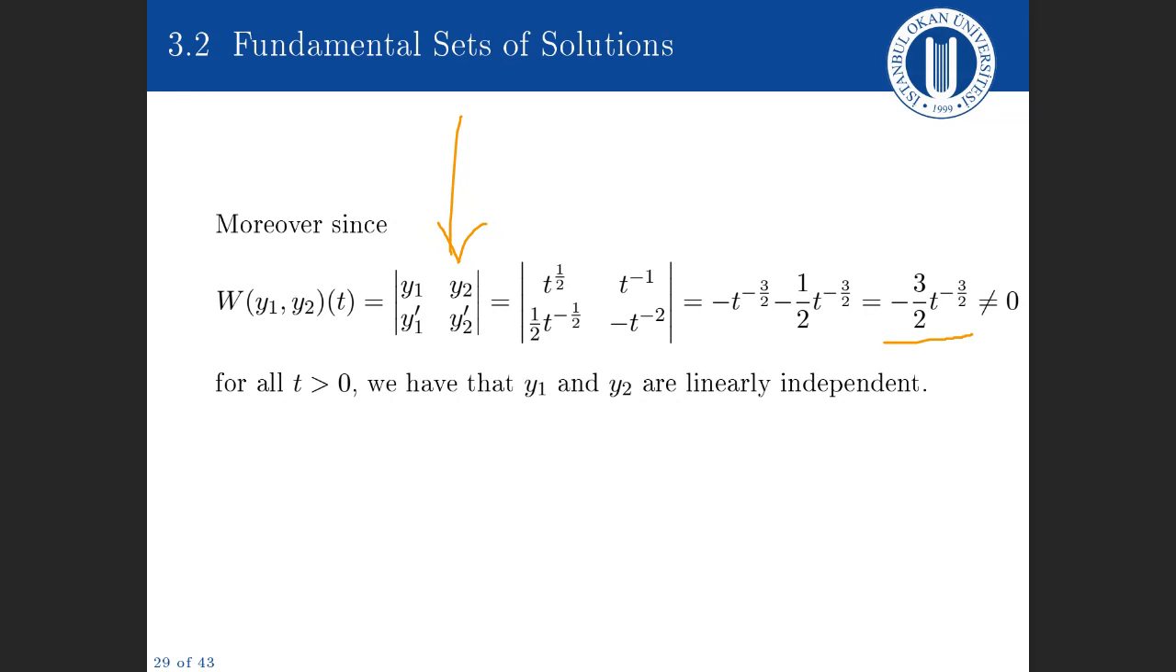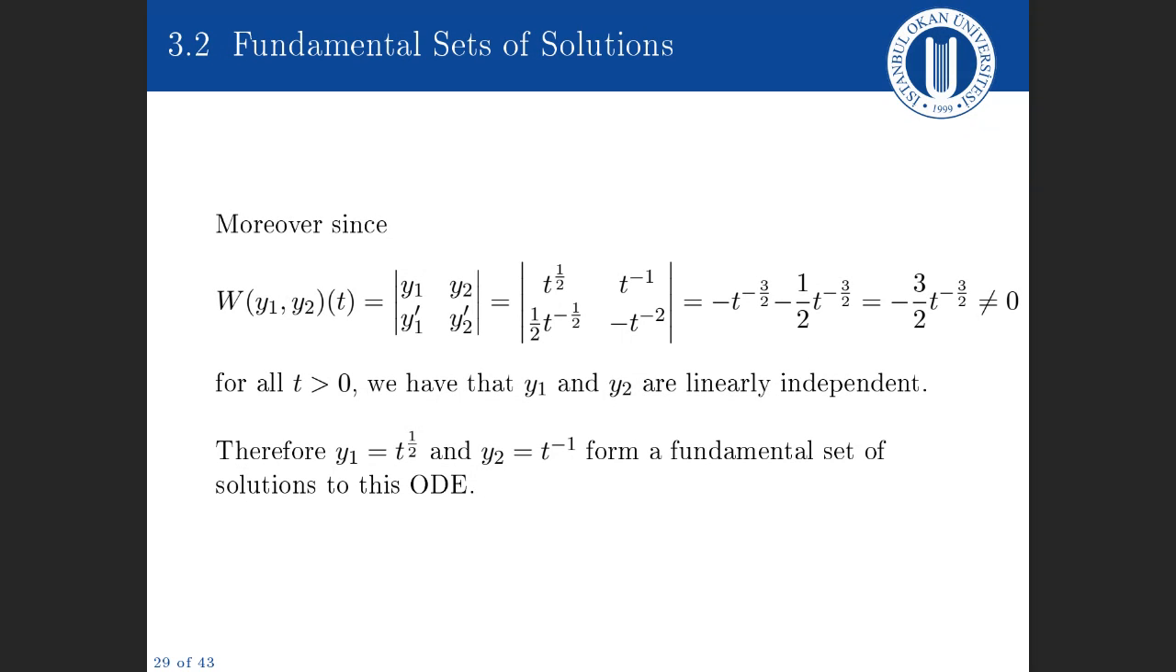We didn't need it to be always non-zero. We only needed it to be non-zero at at least one point. And in fact, at every point, it's non-zero. So our two solutions are linearly independent. So we've solved this problem. We've answered this question. We've done the three things that we had to do.